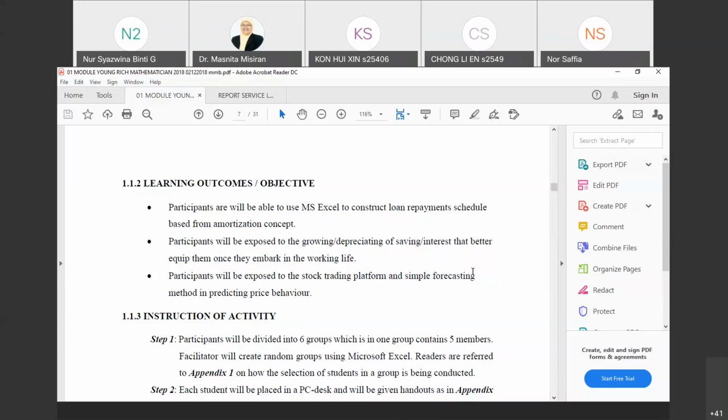Okay, lepas tu the next dia punya objektif, dia nak expose, yang ni baru dia akan start expose on the saving dengan interest, untuk better equip them. Idea dia macam yang saya bagi tahu tadi.